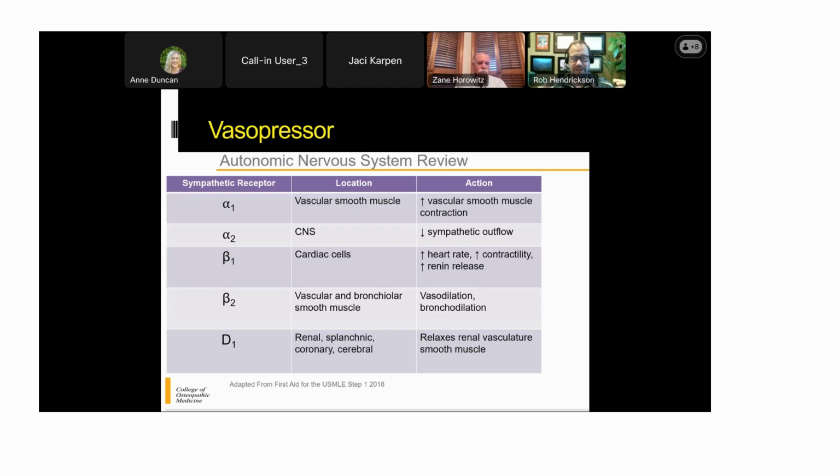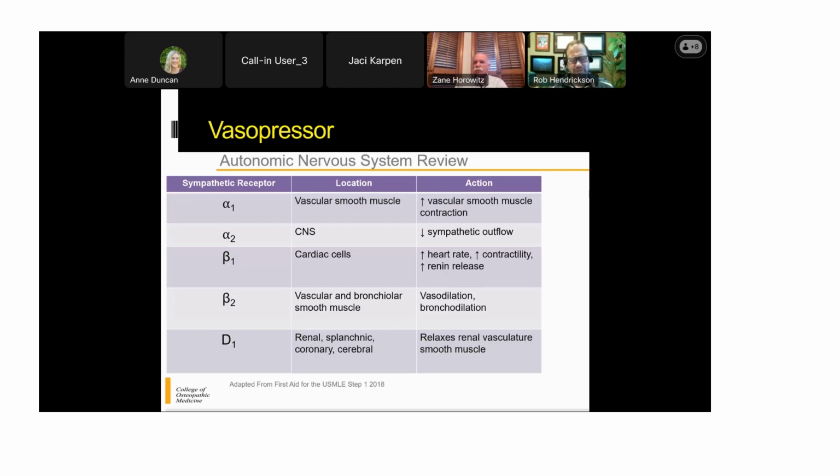Beta 1 is in the heart. Stimulation of beta 1 increases heart rate, increases contractility. And then beta 2 is more at other places outside of the heart, things like the lungs. Beta 2 stimulation causes bronchodilation and relaxation in the uterus. So it has the opposite effect. It has vasodilatory properties, but not on the heart or on the arterioles.